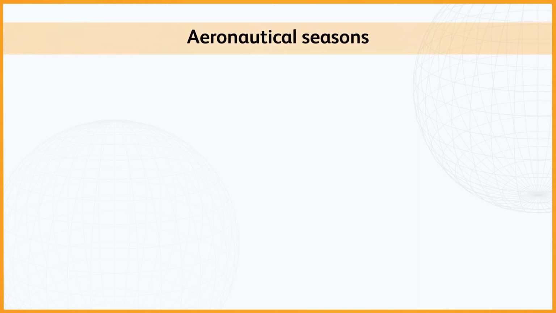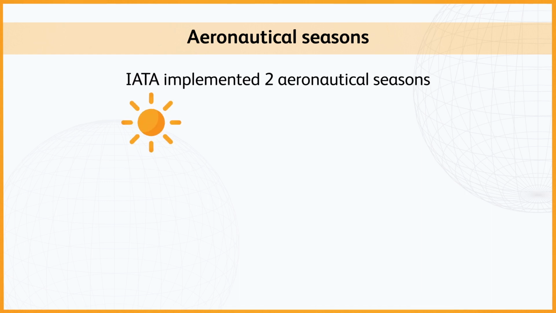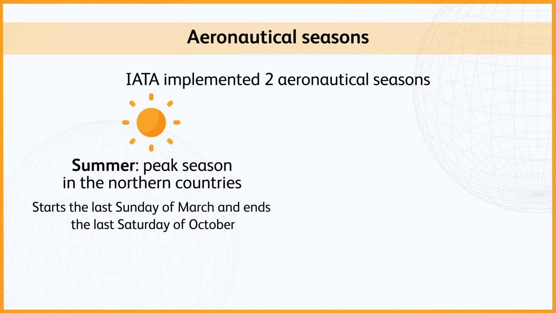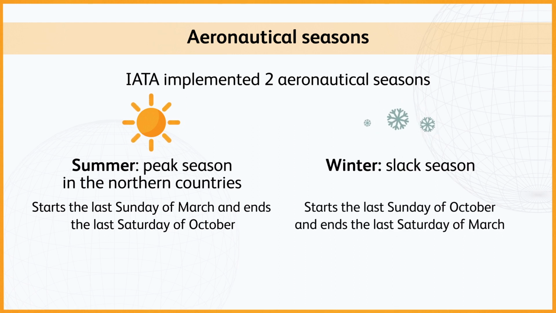In order to follow the annual variations of demand, IATA implemented 2 aeronautical seasons. Summer is the peak season in the northern countries, USA, Europe, and Japan. The IATA summer season starts the last Sunday of March and ends the last Saturday of October. Winter is the slack season. The IATA winter season starts the last Sunday of October and ends the last Saturday of March of the following year.